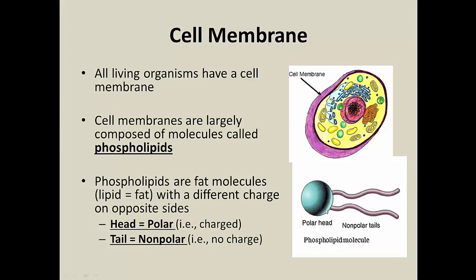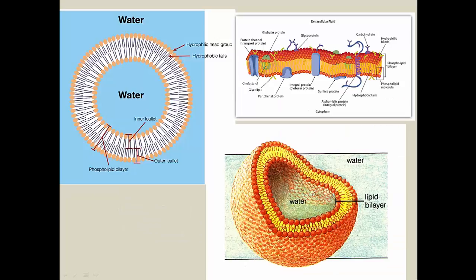So phospholipids are unique in that they have properties to them that consist of two distinct regions. So they have what's called a head and tails, typically two tails in a phospholipid. And the head is said to be polar, which means it has a charge to it. And the tail is said to be nonpolar, meaning that it does not have a charge. So it's a neutral region. So a neutral and then a charged region of each molecule.